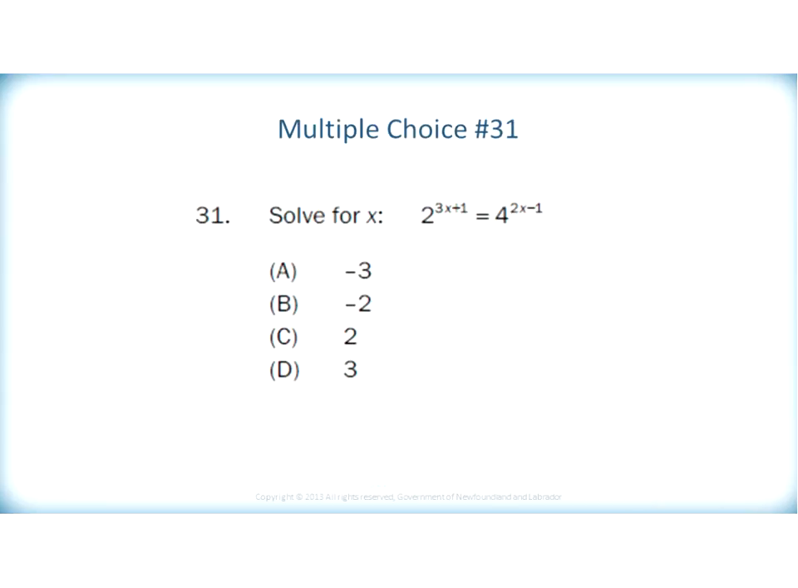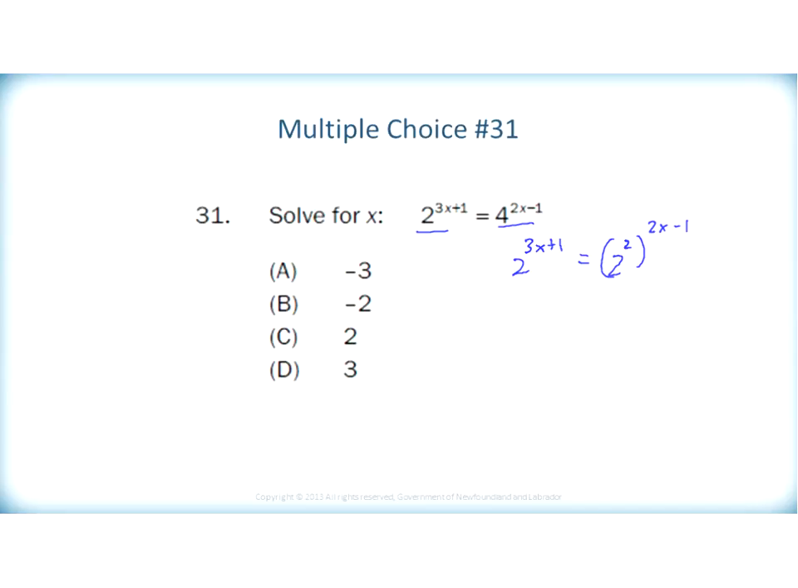Here we have solve for x. We have two exponential equations equal to each other. It's very convenient here to use the same base method. So we have 2 to the 3x plus 1 equals 2 squared, all to the power of 2x subtract 1. Now here you have to be very, very careful, because a common mistake here is only multiplying this exponent by the 2x. When you have to use the distributive property here, that 2 should be multiplied to 2x and the negative 1.